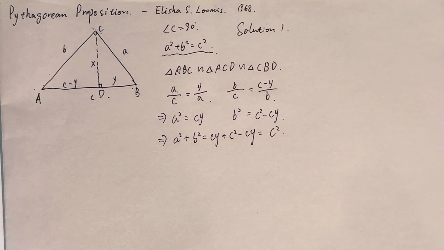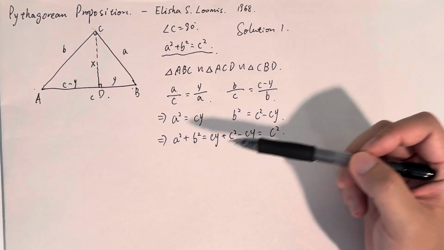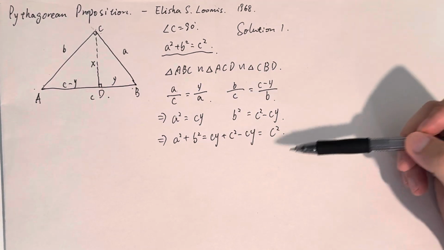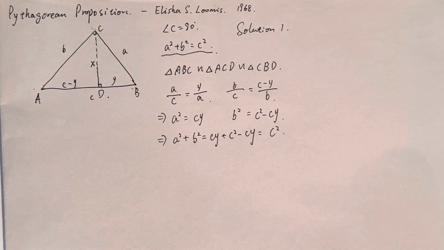Okay, so this is the shortest proof for the Pythagorean theorem. And you can use different ratios of the edges to do this proof, not necessarily this one, but this is the simplest solution so far.